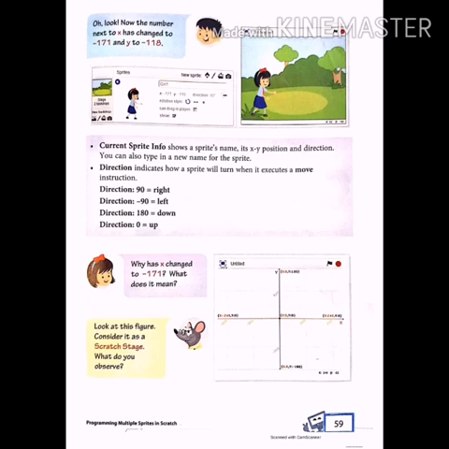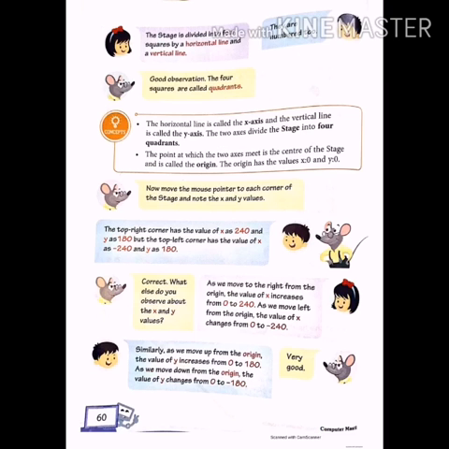Consider it as a Scratch stage. What do you observe? The stage is divided into 4 squares by a horizontal and a vertical line. Good observation. These are called coordinates. The horizontal line is called the x-axis and the vertical line is called the y-axis. The two axes divide the stage into 4 quadrants. The point at which the two axes meet is the center of the stage and is the origin.